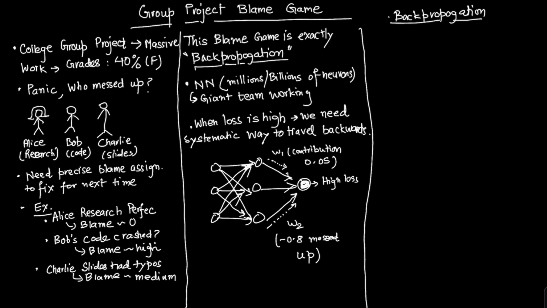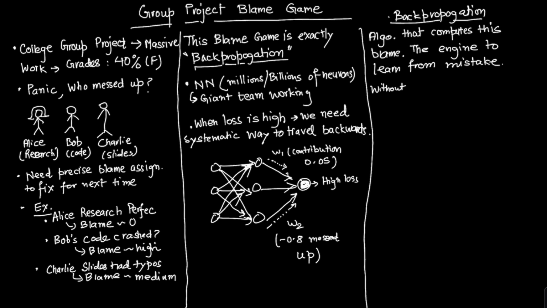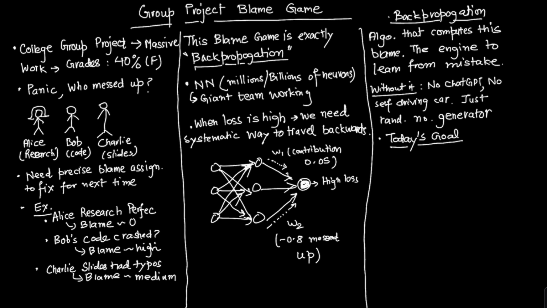Backpropagation is the algorithm that calculates this blame. It is the mathematical engine that allows a computer to learn from its mistakes. Without it, we don't have ChatGPT, we don't have self-driving cars, we just have random number generators. Today, we are going to conquer the math that scares everyone away from AI.